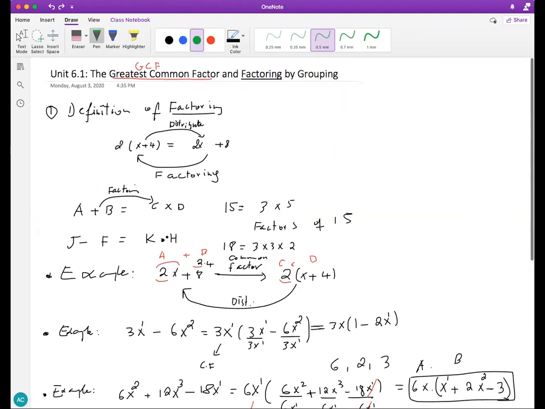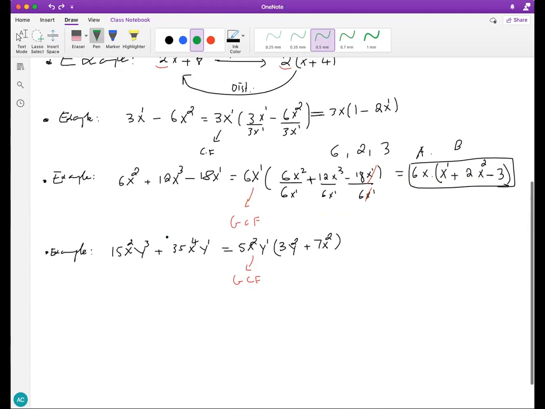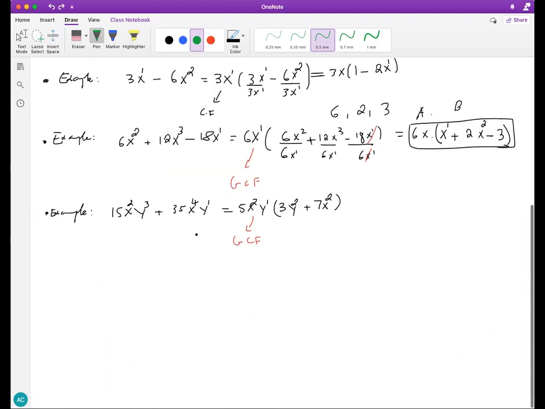So that's what we call the GCF, or the greatest common factor. It doesn't matter how many variables, how many terms, it works the exact same way. Just be careful with your powers, subtract accordingly. Make sure you use the highest common factor, or the greatest.